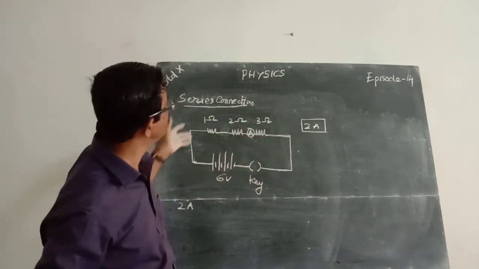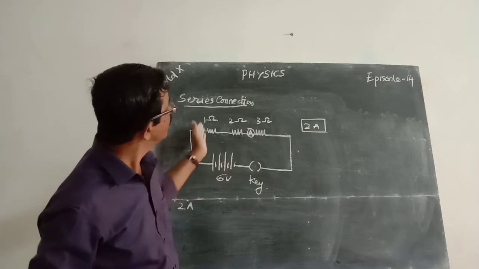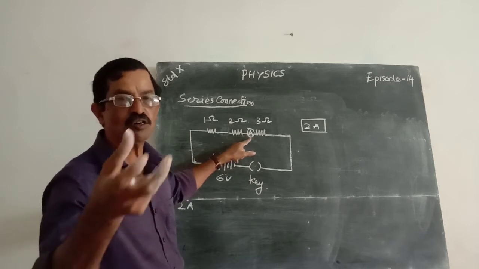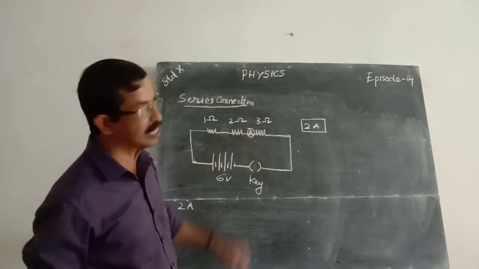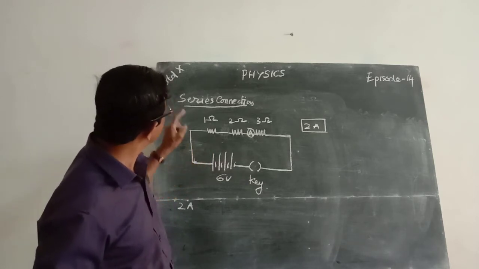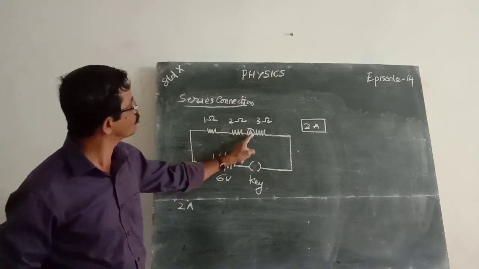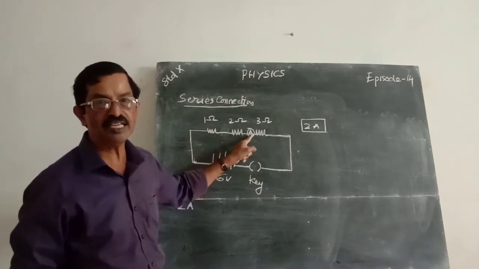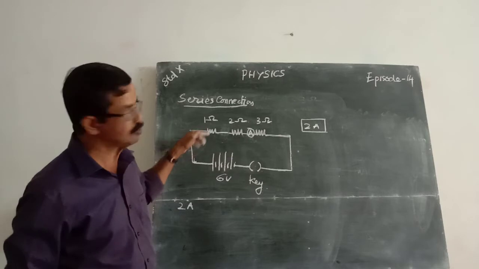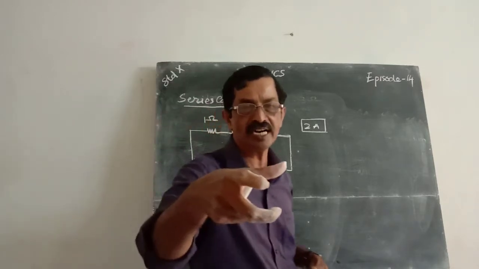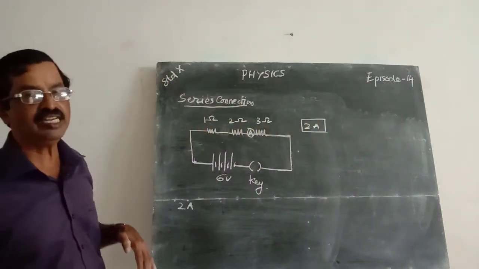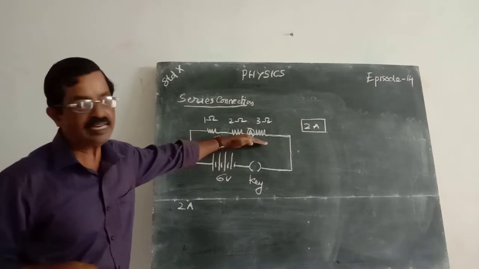Current in the circuit is same everywhere. Even if the position of the ammeter changes, there is no change in current to the circuit. That means if we change the position of the ammeter in the circuit from here to this position and from here to here, then also there is no change in current. That we must understand. When the resistors are connected in series, there is no change in current in the circuit.